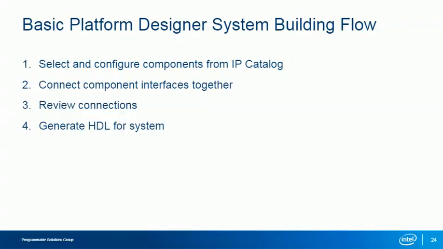So those are the main steps for creating a system design in Platform Designer. To review, select the components you want in your system from the IP catalog and configure them using each component's parameter editor. Use the Platform Designer user interface to connect or export interfaces. Review the connections you've made to make sure they are valid and match the design's intended behavior and functionality. And finally, generate Verilog or VHDL files to represent your system so you can add it to your Intel Quartus Prime software project for compilation.